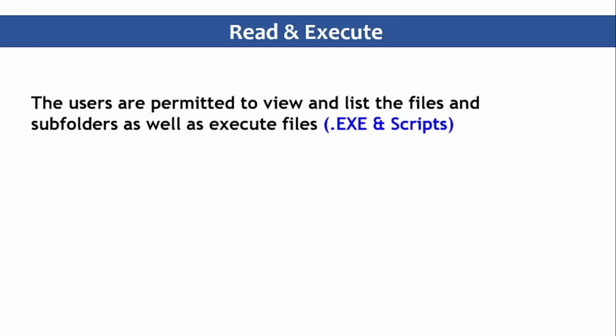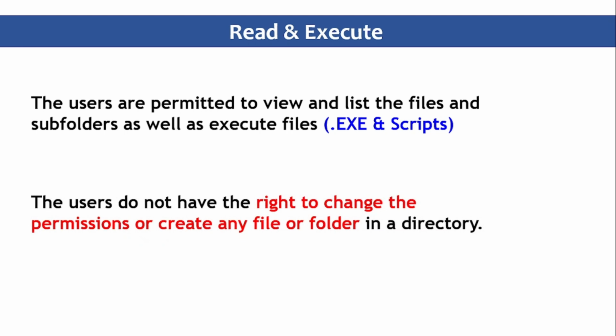Let's understand read and execute now. The users are permitted to view and list the files and subfolders as well as execute files. The name only suggests the users have the permissions to read and execute any executable file or a script. That's it. Now the users do not have rights to change the permissions or create any file or folder in the directory, because the permission is read and execute.